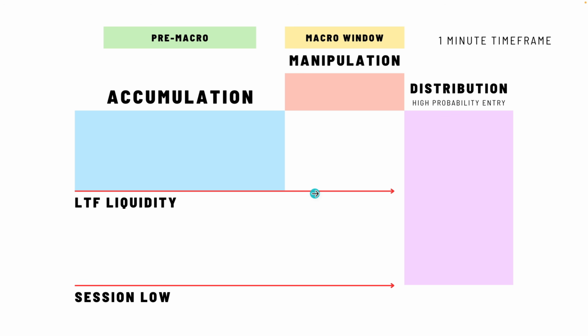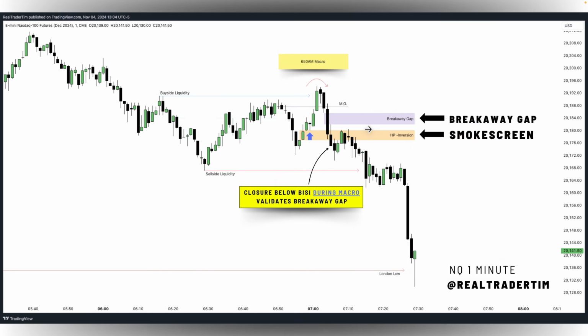After that manipulation has taken place, we look for the distribution to get involved and utilize a high probability PD array for our entry. So if we get into this 1 minute fractal of price here on NASDAQ, first and foremost, we're looking at what time window? The 6:50 a.m. macro window. So of course, that time window is 6:50 to 7:10 a.m. Eastern time. That is when we want to look for macro power of three concepts to come into play.